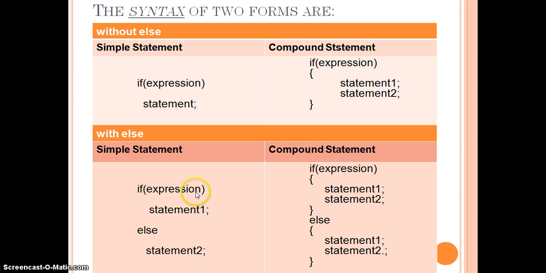If this expression is true, then statement 1 will get executed. If this expression is false, then statement 2 will get executed. As only one statement is given here, it is a simple statement. If we want to write multiple statements, we can write them in curly brackets, and then it is called a compound statement.